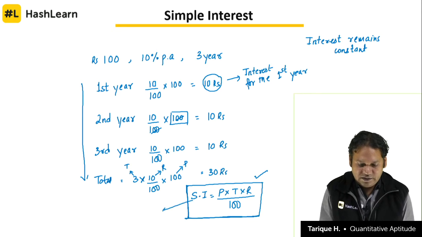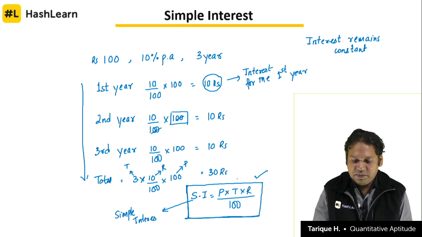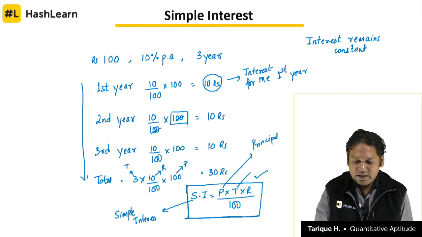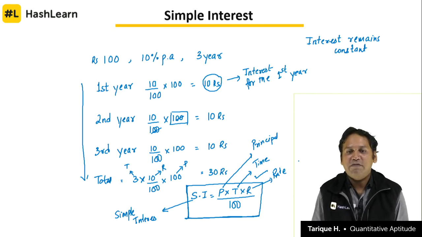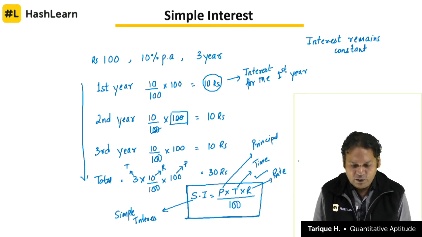So very important formula, simple interest is equal to principal into time into rate by 100. And this is the formula. Now see how it has been derived, how it has come, that also we have seen here. So this is the first formula that you should note down. SI here stands for simple interest. P is the principal value. T is the time period, and R is the rate percent. The simple interest is equal to P into T into R by 100, a commonly known formula.